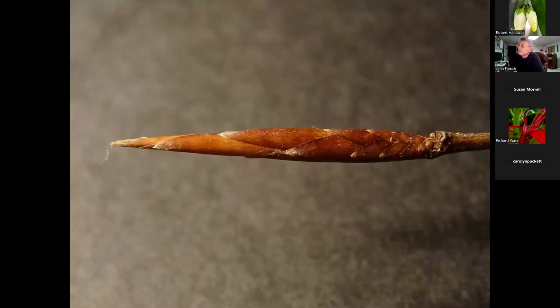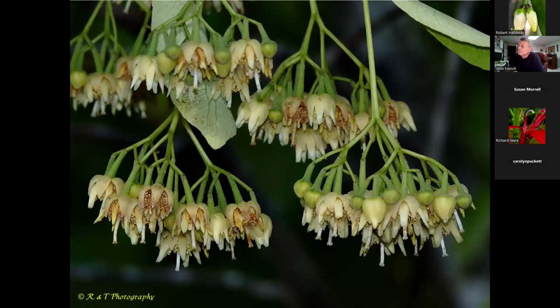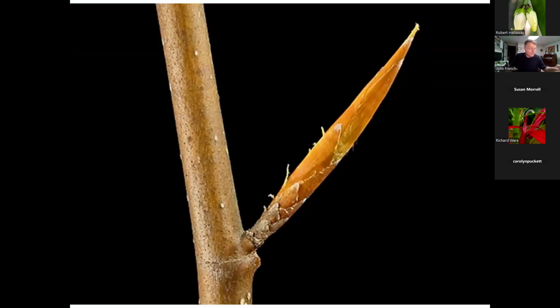I think that's why I got this picture right here. Yeah, there they are. So you can see the stipule scar. That's very hard to see. It's not as obvious as a tulip poplar or magnolia, but it's there. It's barely there at the bottom. Yeah, there it is.